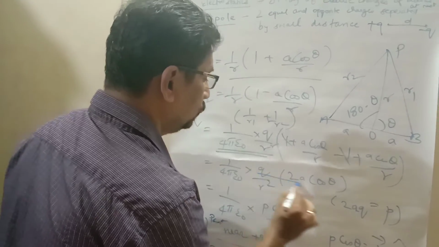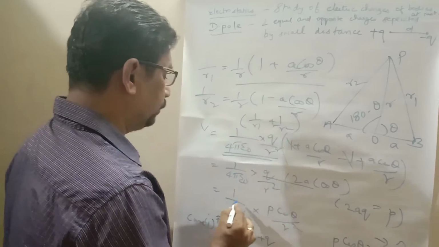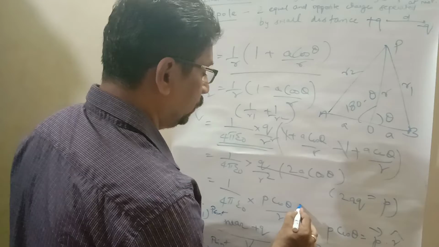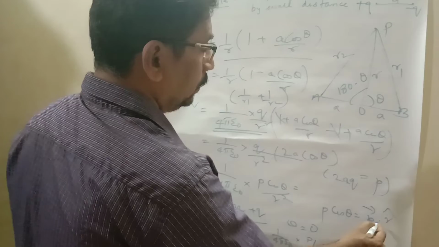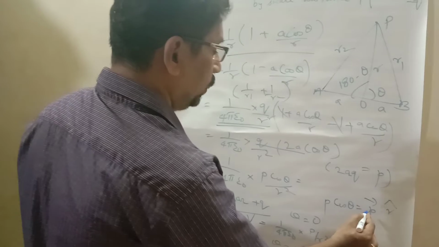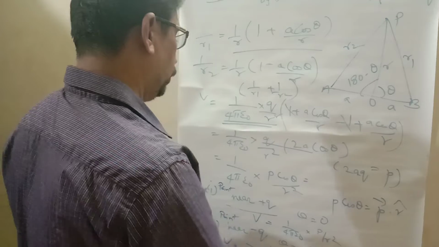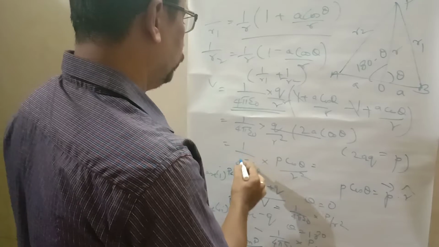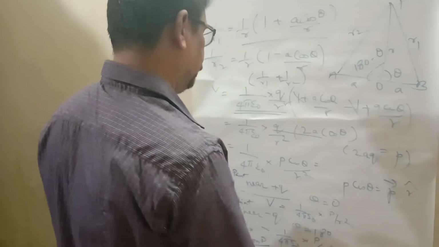So instead of this 2aq, we replace it by p. Now the expression becomes 1 by 4 pi epsilon into p cos theta by r square. This cos theta is a vector quantity which is normally represented by this cap. So p vector into r cap. This is the unit vector r. Hence p cos theta is replaced with p vector into r cap, that is the unit vector of r. Therefore this expression can be reduced as 1 by 4 pi epsilon naught into p vector r cap.